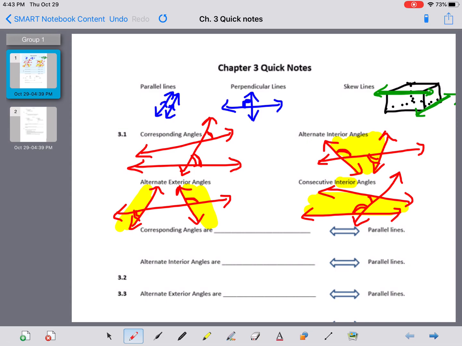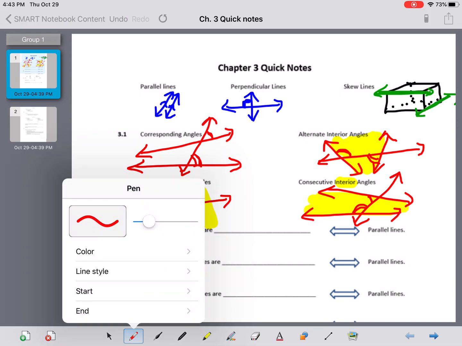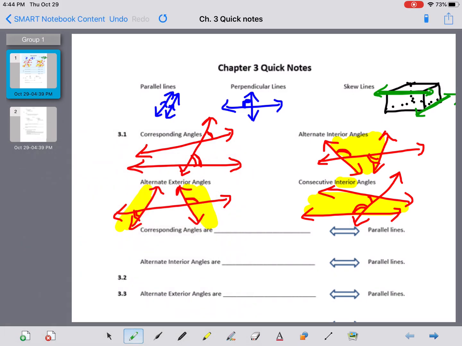Now, when we switch into 3.2 and 3.3 notes, okay? Now we add this: if the lines are parallel, okay? If the lines are parallel, the corresponding angles will be congruent. Or in 3.3, we said if the corresponding angles are congruent, then the lines are going to be parallel, okay? And once again, alternate interior angles. If the lines are parallel, then those angles are congruent. Or if the alternate interior angles are congruent, then the lines are parallel. And then alternate exterior angles.